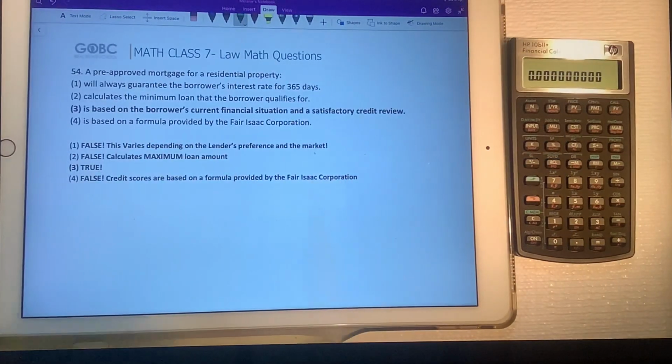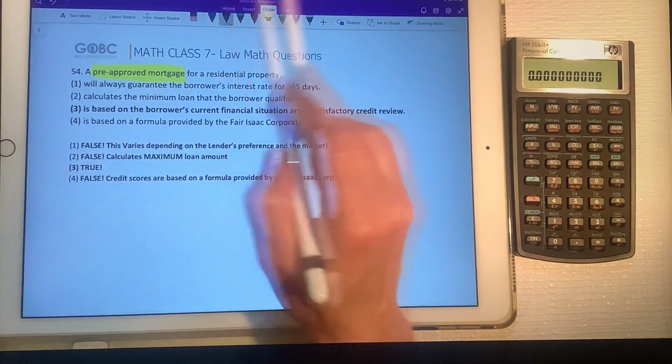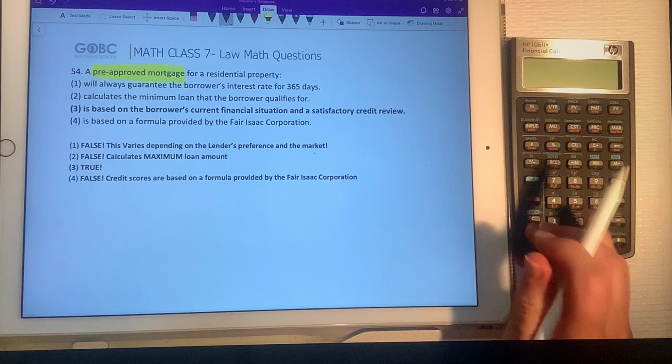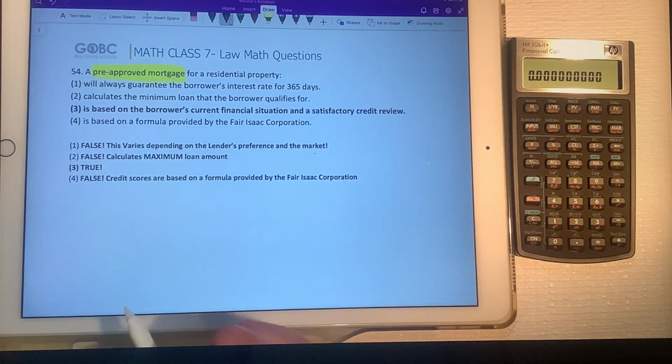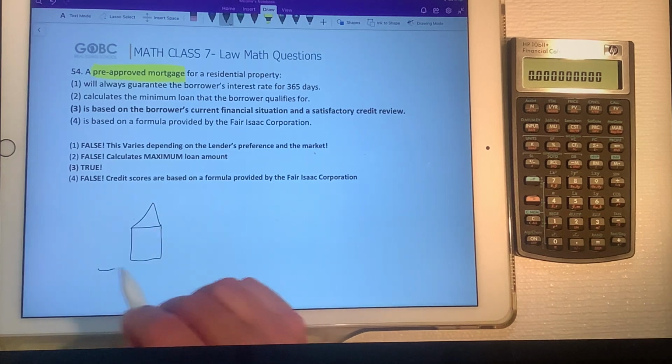Okay, so this question is talking about pre-approved mortgages. So this is part of the pre-approval process. So when you were doing your lesson video for math class 6, there were two constraints that the lender would look at. So it would be the property itself. So they would look at the property, right? The use, the lending value for that property, all that kind of stuff.